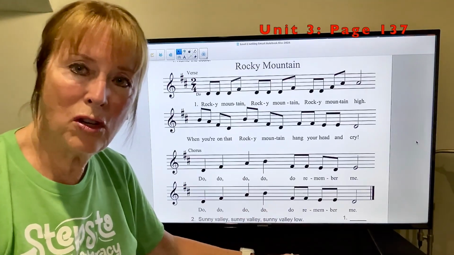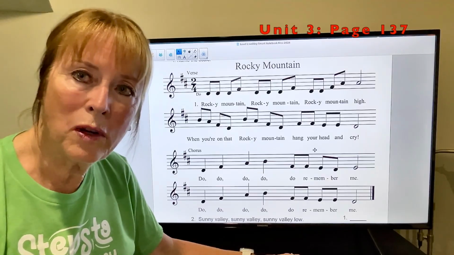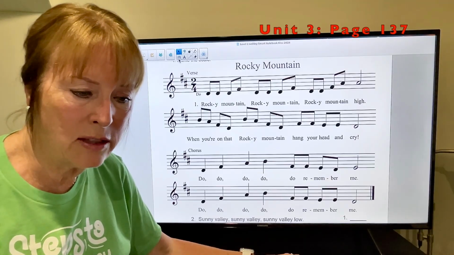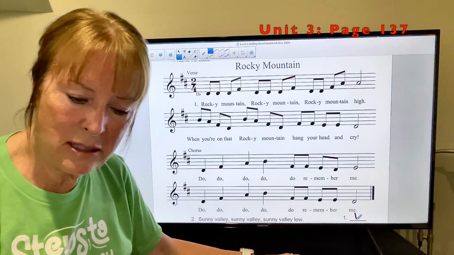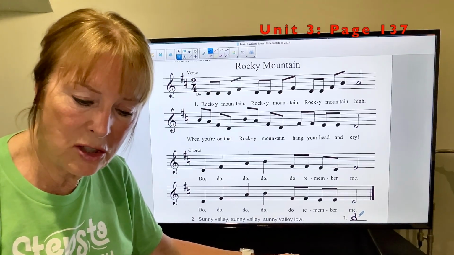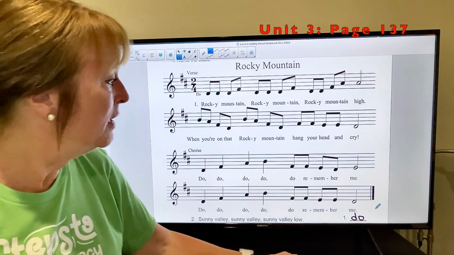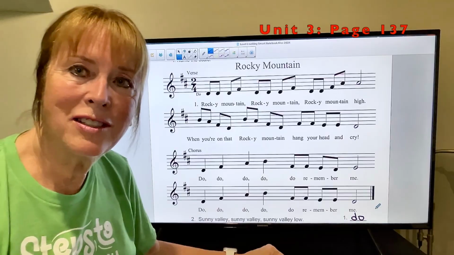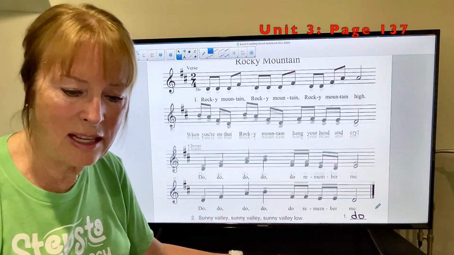Do. Yes, do. So the last sound here tells us where our tonal center is, or the main sound of it. It makes our song sound finished. And because it's a do, and we have a scale here, this song is made up of a scale, so let's figure out what that scale is.